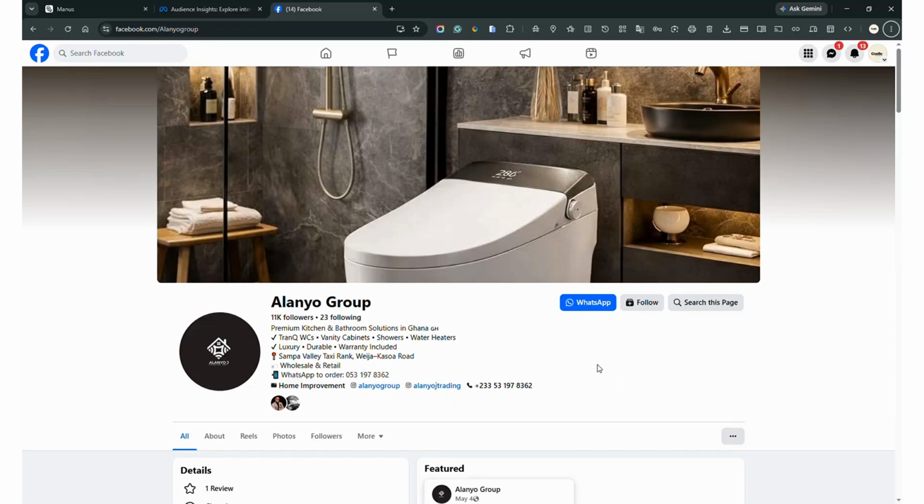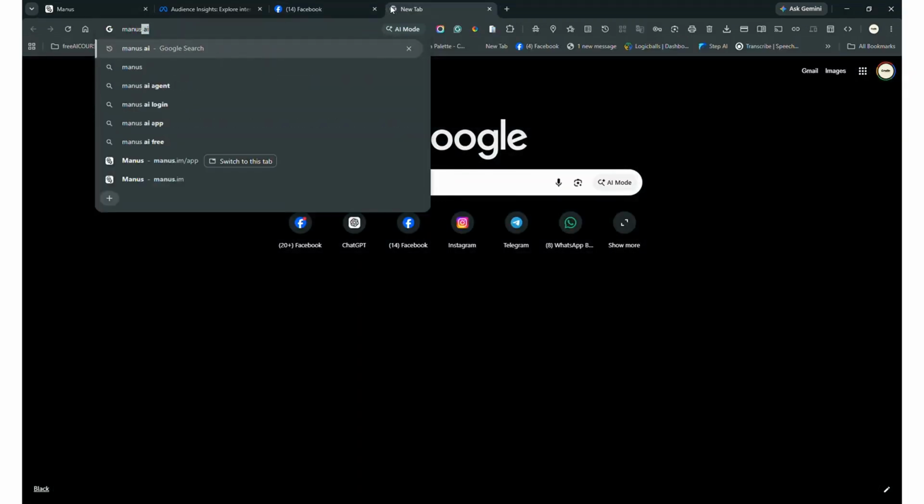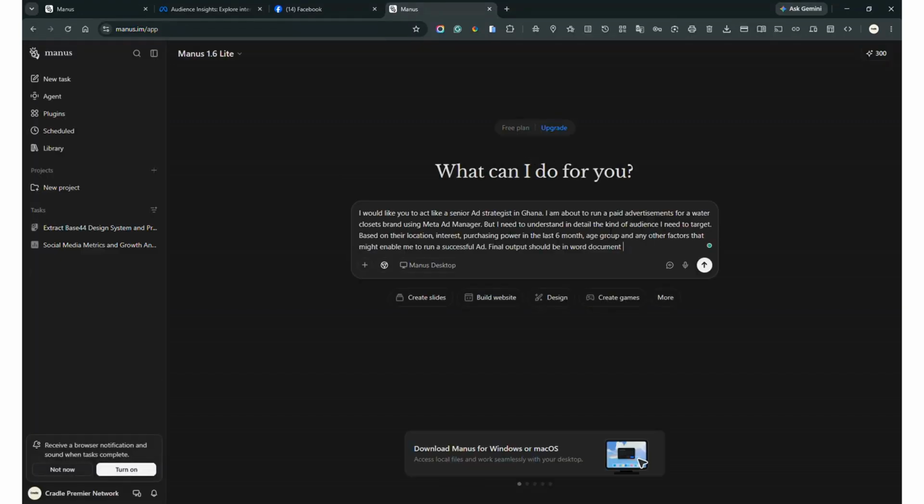First and foremost, we need to be able to identify our audience. Before you get to know your audience, you need to perform research to understand the kind of audience that you have to target. So go to Manus AI and just type Manus AI over here and hit enter. You're going to see manus.im here. Click on it, and you would be directed to a sign up page. You sign up, and then you have access to it over here.